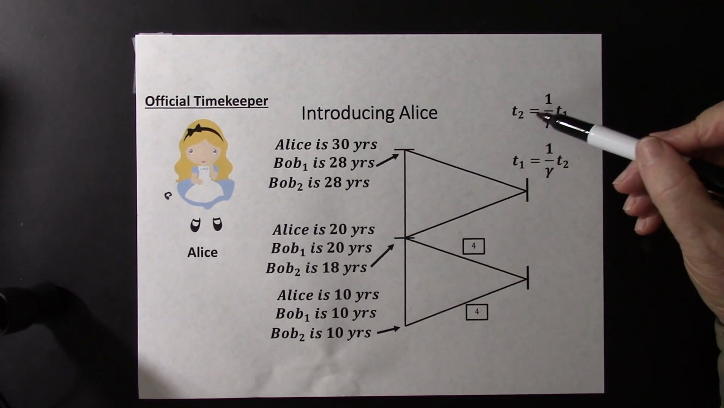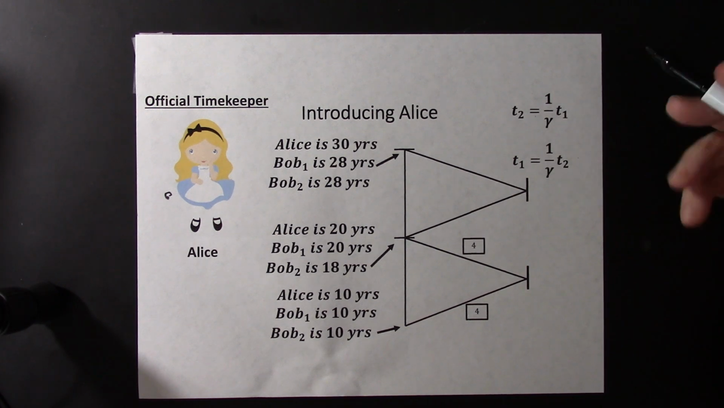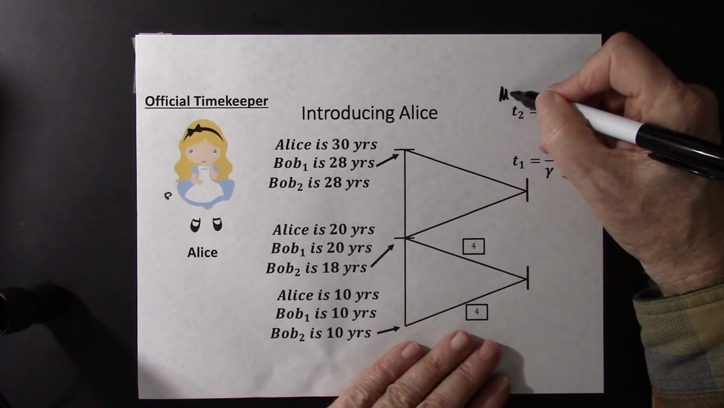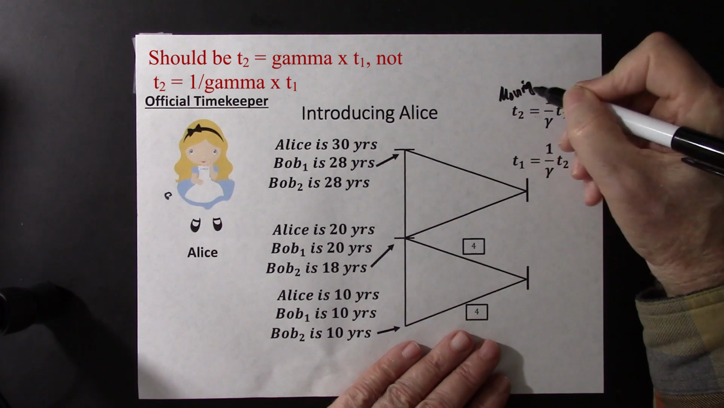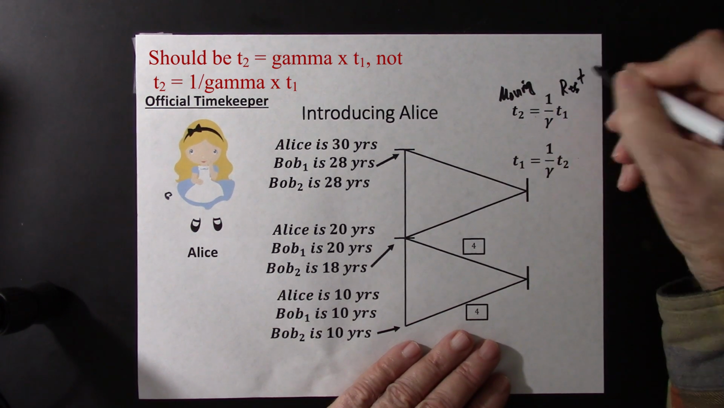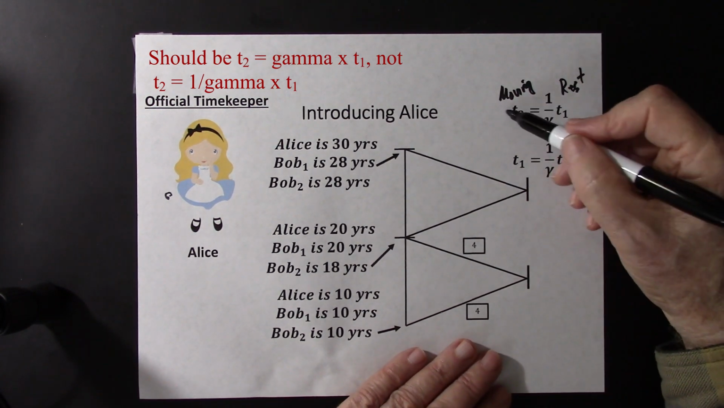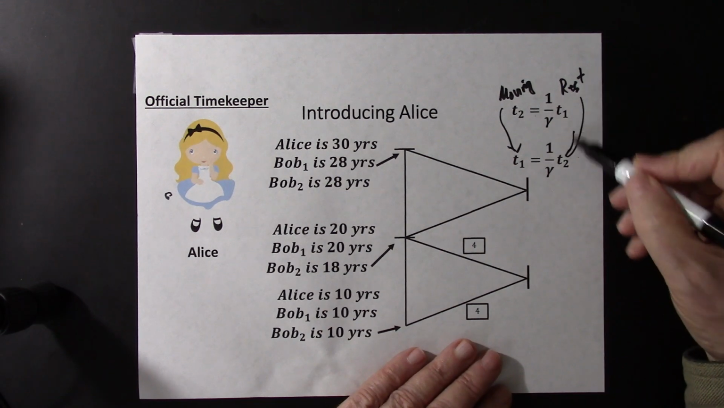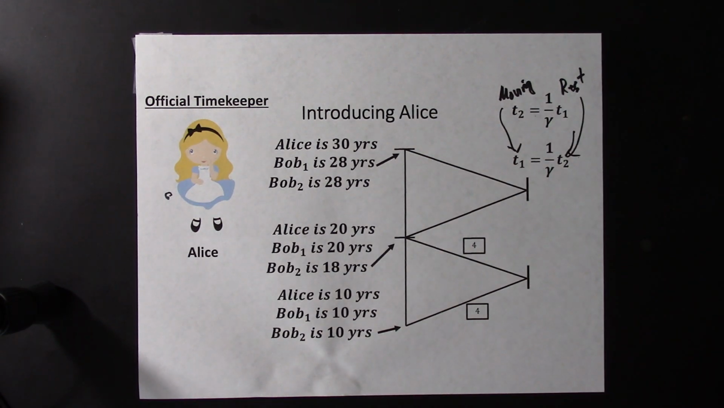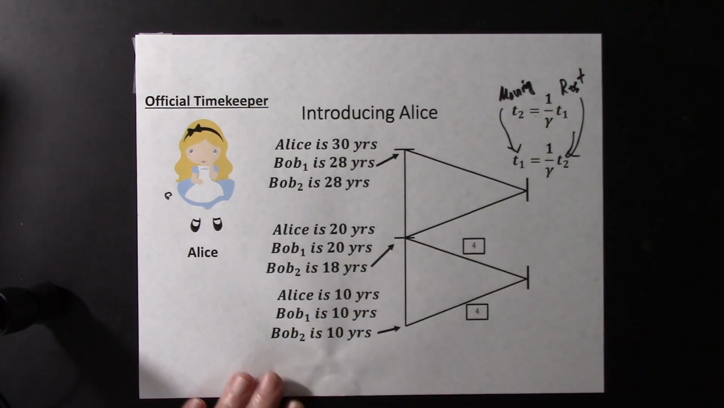I'm just going to use simple formulas that we've used before, and we can remember this is the moving twin, the at-rest twin over here. It's the same thing here, moving, rest. But I am going to introduce a third observer, and I'm going to call her Alice. There she is. And she's going to be our official timekeeper.